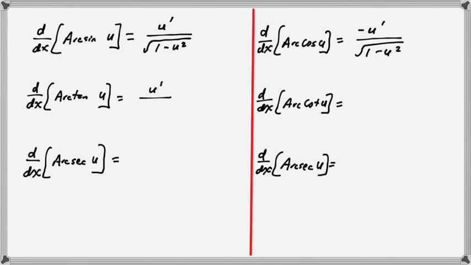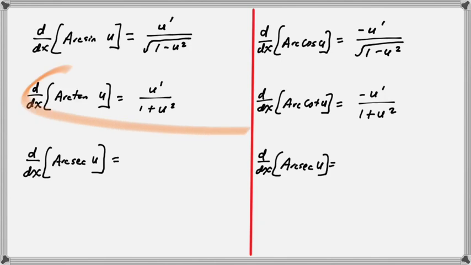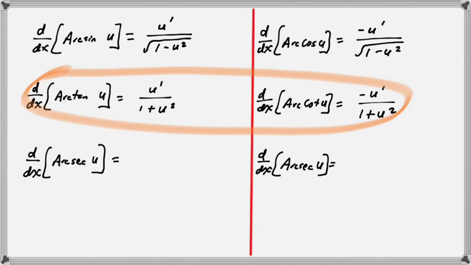Arctangent is u prime over 1 plus u squared. Notice there's no radical. Whereas arccotangent has negative u prime over 1 plus u squared. Again, the only difference between these two is a negative.